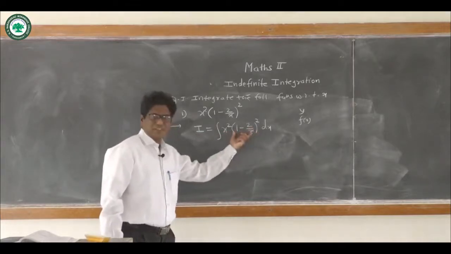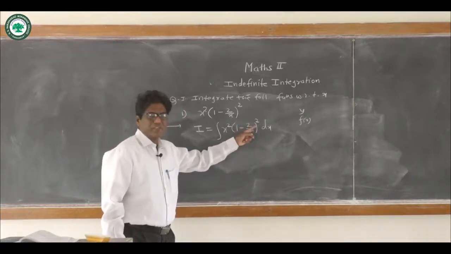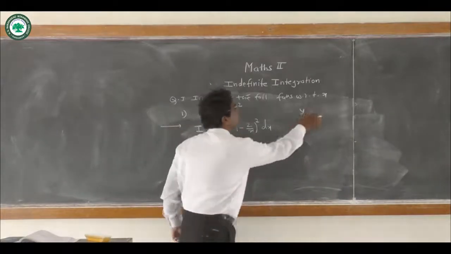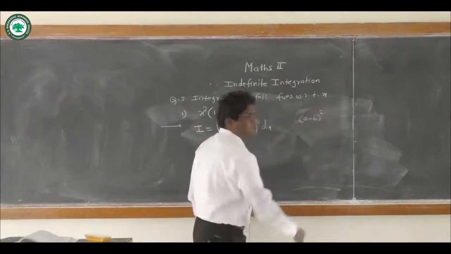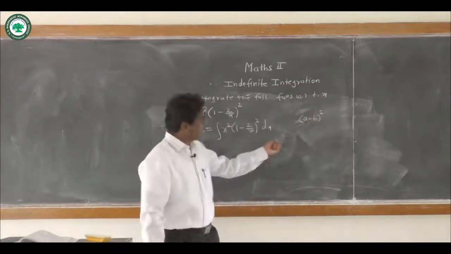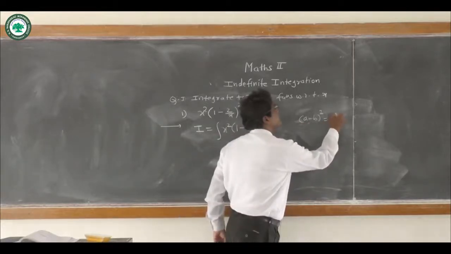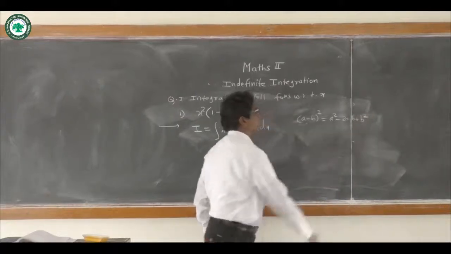Now observe this function. This is 1 minus 2 upon x, bracket square. Now we have to expand this. We use the formula here: a minus b bracket square. What is the formula? A minus b bracket square is equal to a square minus twice ab plus b square.